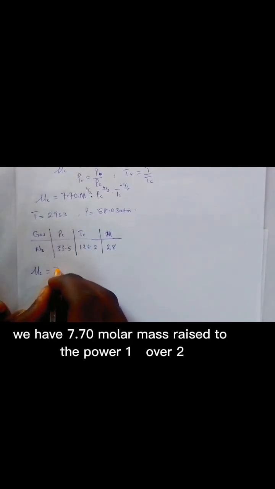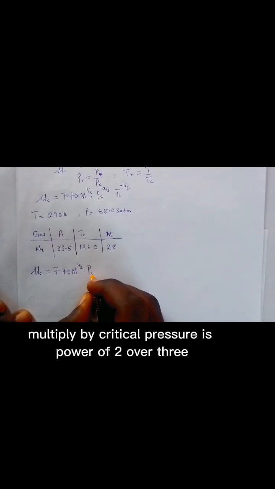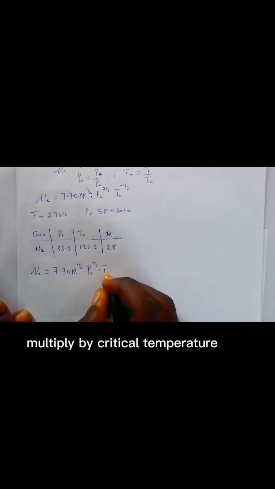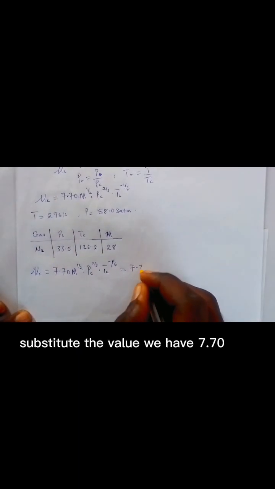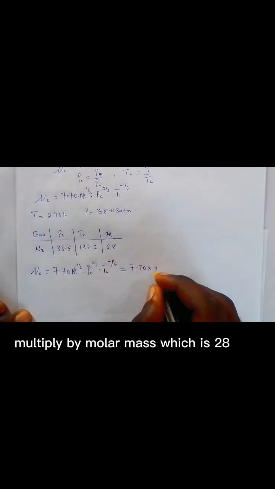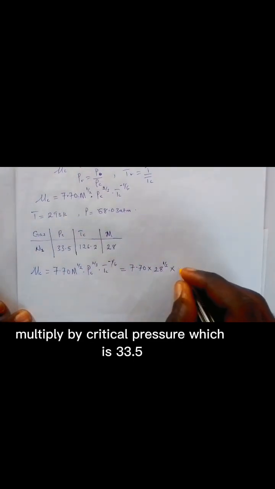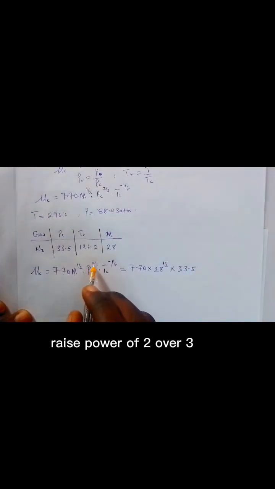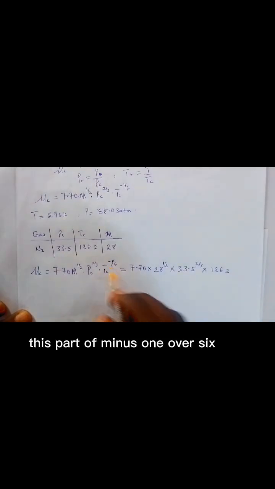From here we can determine the critical viscosity, which, from this formula, is equal to 7.70 times molar mass raised to the power of 1 over 2, multiplied by critical pressure raised to the power of 2 over 3, multiplied by critical temperature raised to the power of minus 1 over 6. Substituting the values, we have 7.70 multiplied by molar mass, which is 28, raised to the power of 1 over 2, multiplied by critical pressure, which is 33.5, raised to the power of 2 over 3, multiplied by critical temperature, which is 126.2, raised to the power of minus 1 over 6.